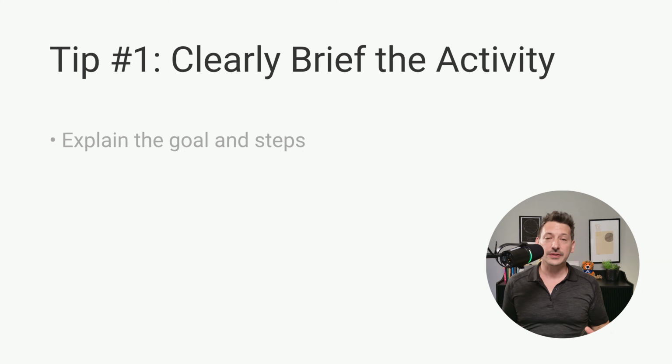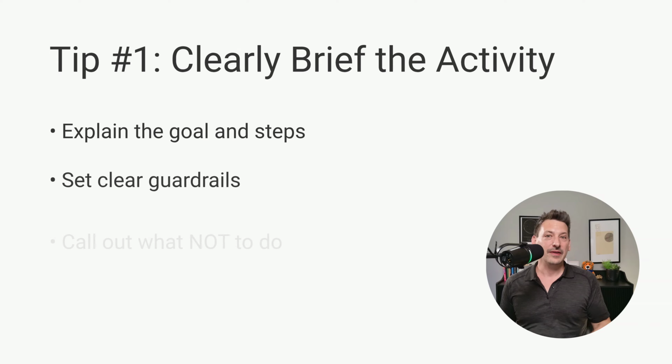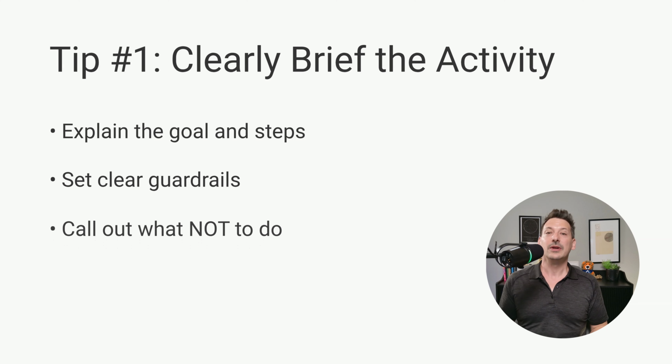Tip number 1 is to clearly brief your activities. You need to articulate the guardrails. You need to not only be thinking about what they should be doing, but also spend some time thinking about what they shouldn't be doing. Because if you don't, chances are they're going to go down that rabbit hole and they're gonna waste time. So this is very, very easy to do in your pre-work. Sit down and just write down a few ideas.